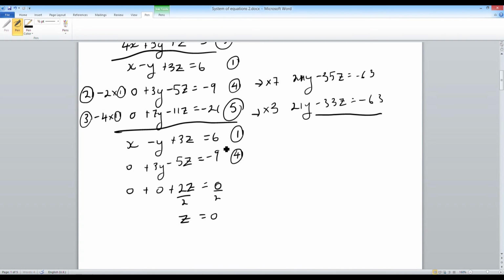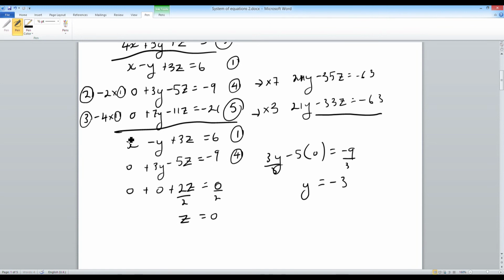Now the reason why I brought down the first row and the fourth row is because once I find my final solution here, z is equal to 0, I can substitute the 0 into this equation to find my y value. We know that 3y minus 5z, but I have found that z is equal to 0. So 3y minus 5 times 0 is equal to negative 9. This is 0, so both sides divided by 3, y is equal to negative 3.